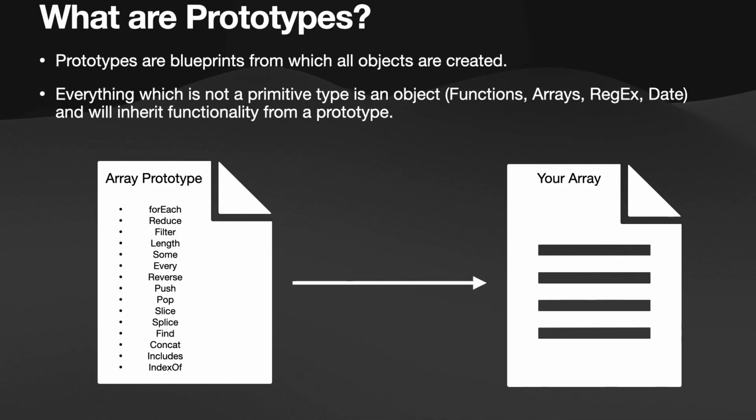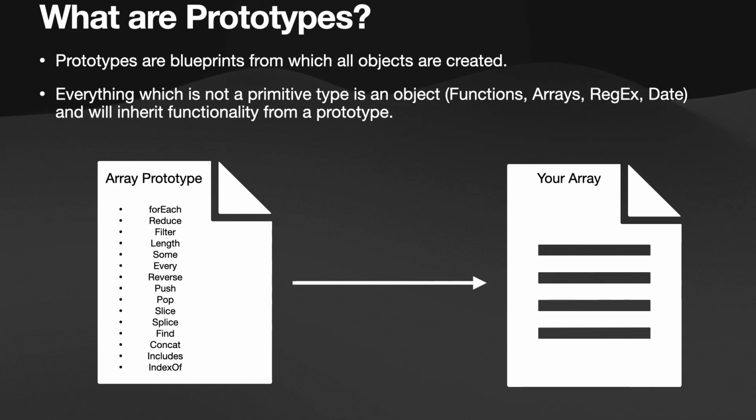So now that we've made that distinction, let's go on to talking about what exactly prototypes are. You can think of a prototype as being like a blueprint from which all objects are created. Everything which is not a primitive type in JavaScript is an object and ultimately does inherit from the object prototype. So things like functions, arrays, regular expressions, dates, to name a few, all of these inherit from their own prototype, which ultimately inherits from the object prototype.